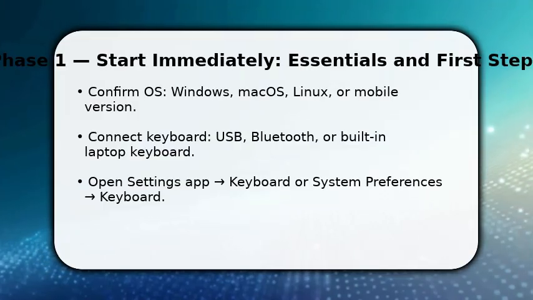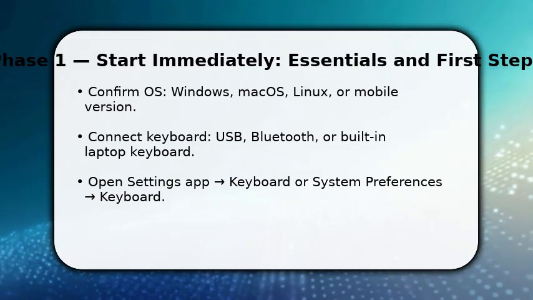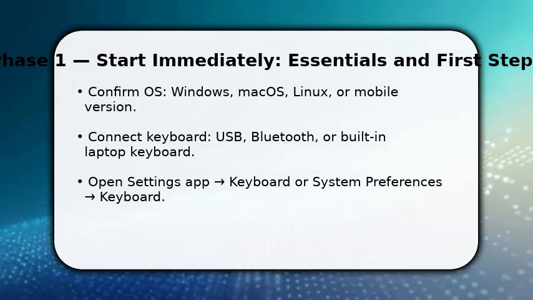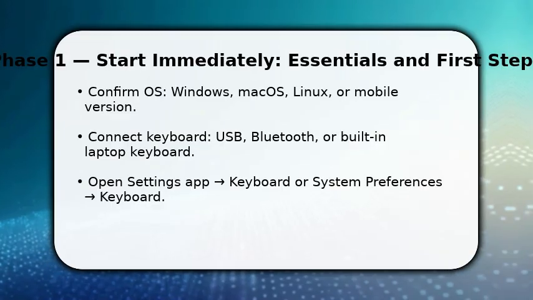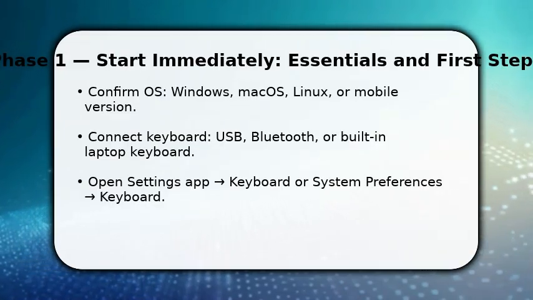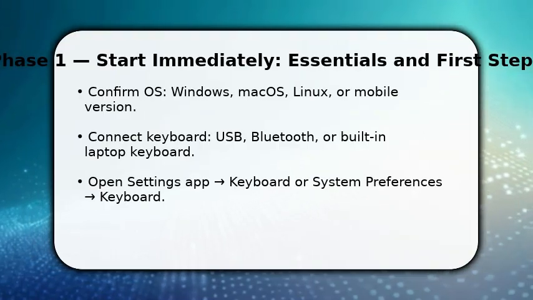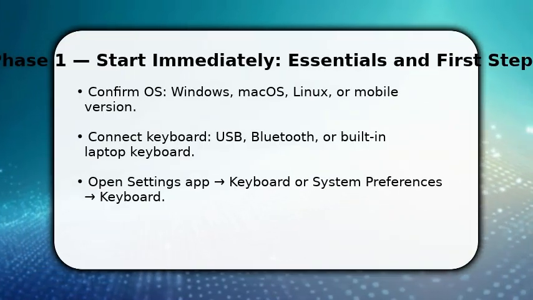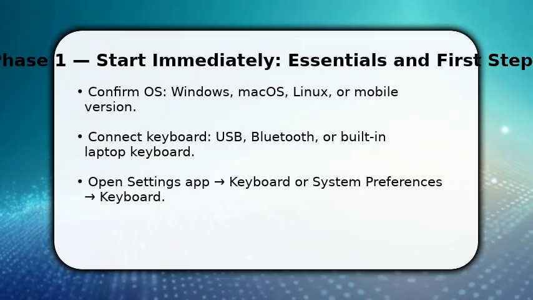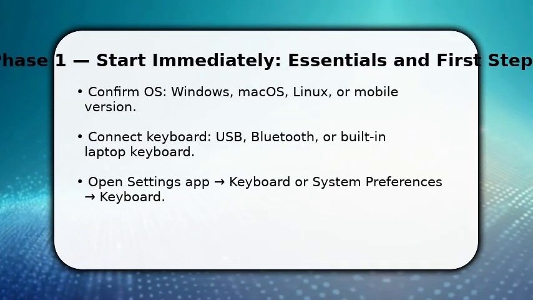You start by making sure your keyboard is connected and recognized. This avoids surprises later. Once done, open the Settings app on your device. On Windows, go to Settings, Time and Language, Typing. On macOS, use System Preferences, Keyboard. Make sure Bluetooth is on if using wireless. Do not skip device recognition.